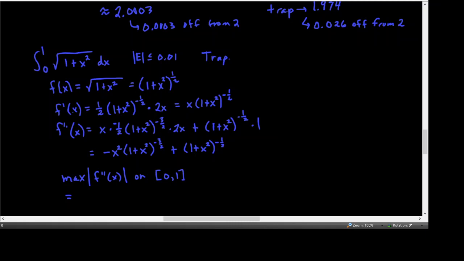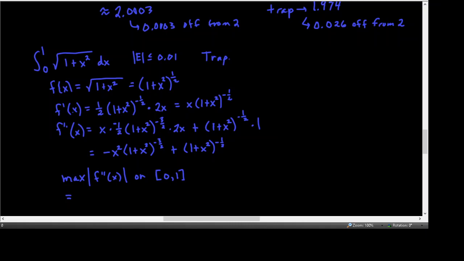if you graph that second derivative function, so I'm going to pick up my calculator and graph it. I'll graph the opposite of x squared multiplied by the quantity 1 plus x squared, that quantity raised to the negative 3/2, plus 1 plus x squared raised to the negative 1/2.